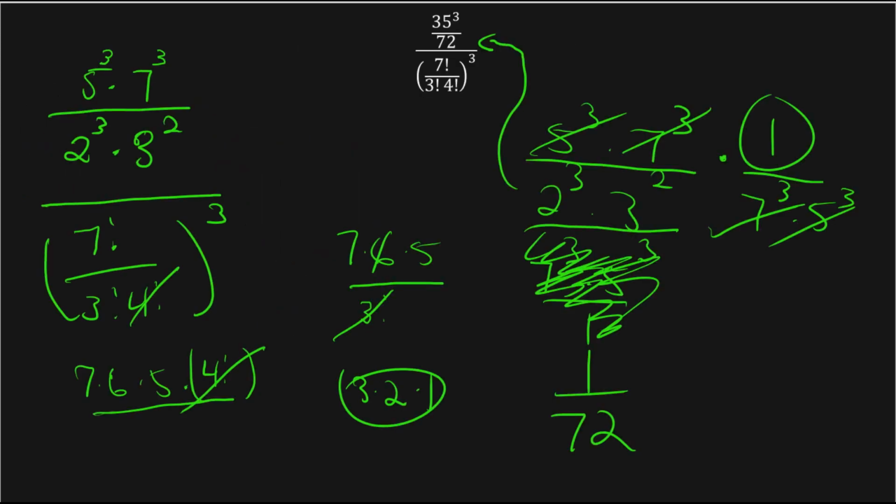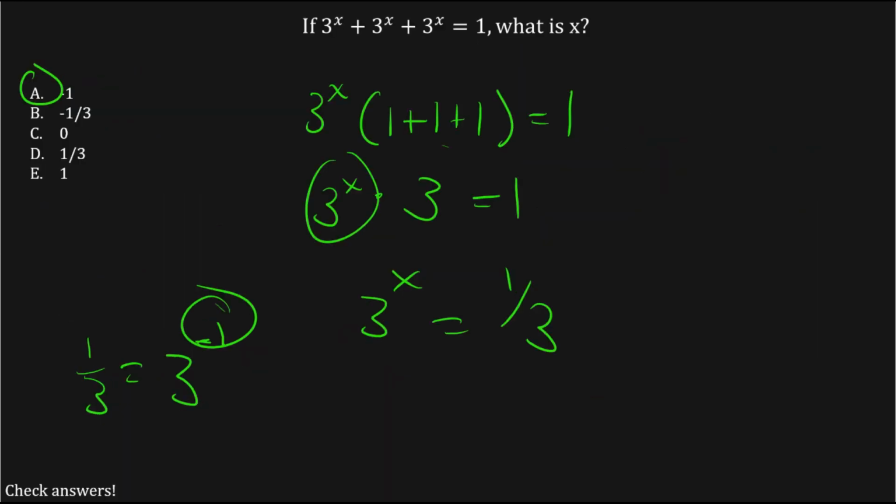9 is 1/72. That's what we have. And 10 is A. Alright, perfect. Alright, there we go. Hope that helped.